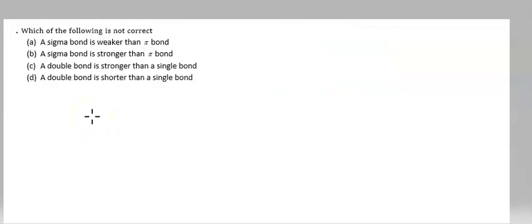So this is the question: which of the following is not true about the sigma and the pi bond? So these are the options, and we have to find out which is not correct, right? When we see option A, a sigma bond is weaker than a pi bond. This itself is an incorrect statement. So option A is right for this question. The rest of the options are correct about this pi and sigma comparison.